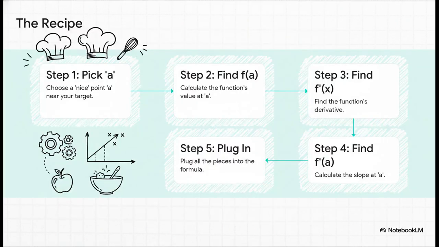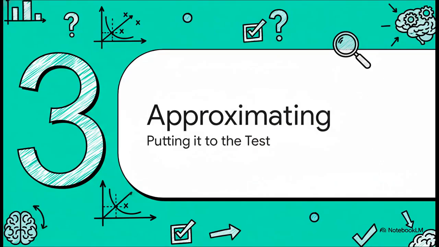And using it is just like following that recipe. You pick an easy-to-calculate point, a, that's near the number you actually care about. Then you find the value and the slope right there, and then you just plug all those pieces into the formula we just saw. That's it. So we have the concept, we've got the recipe. Let's actually put it into practice and see how this amazing shortcut can solve a problem that would be pretty much impossible to do in your head.